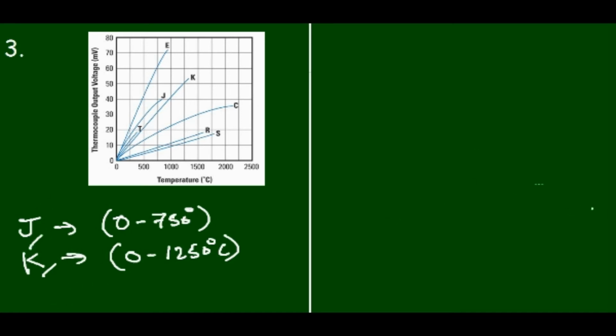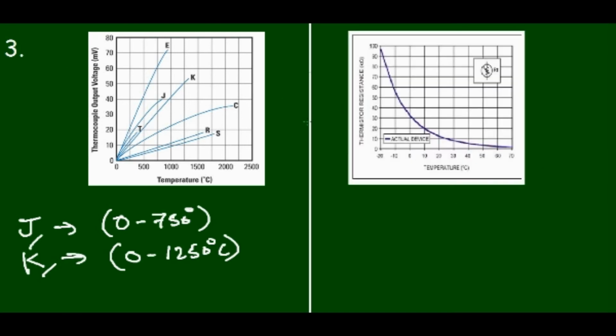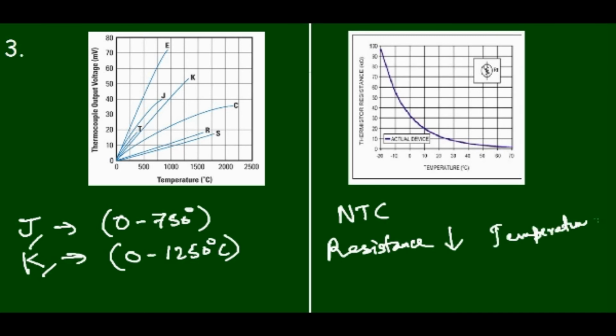Now for thermistors, this characteristic curve looks somewhat like this. Due to the negative temperature coefficient, the resistance of the thermistor will decrease upon increase in temperature. So this is what the graph suggests. As the temperature is being increased, the resistance is getting decreased.